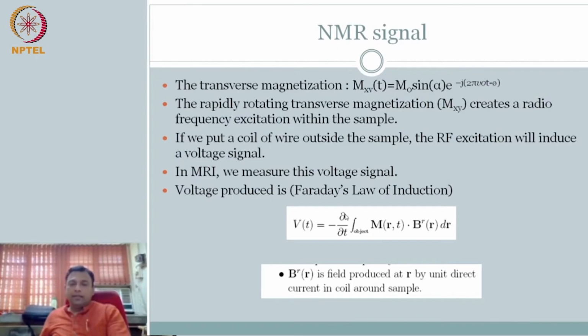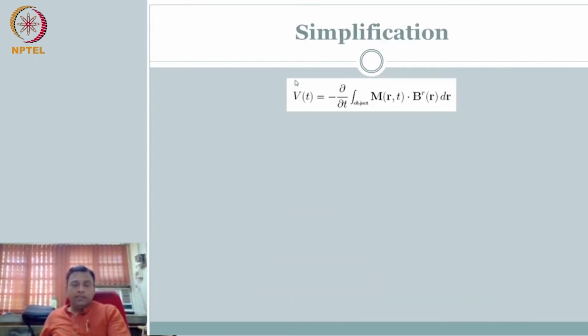So let's take a deeper look at this. V(t), the voltage that you measure, is going to depend on this M(r,t) and your receive sensitivity. So you'll have to simplify this to make some meaningful understanding of what's happening. So this is the big picture. So now let's simplify it. First simplification will be, okay, I see this B_R(r). That means the receive sensitivity is a function of spatial location.